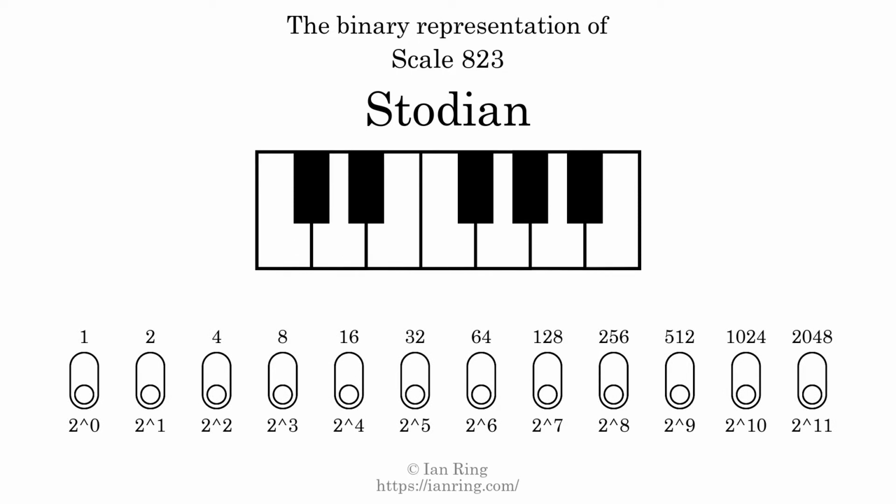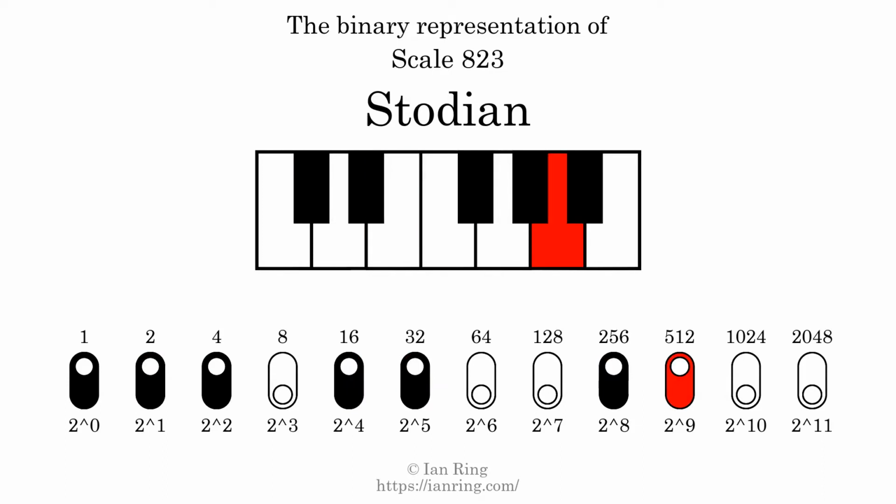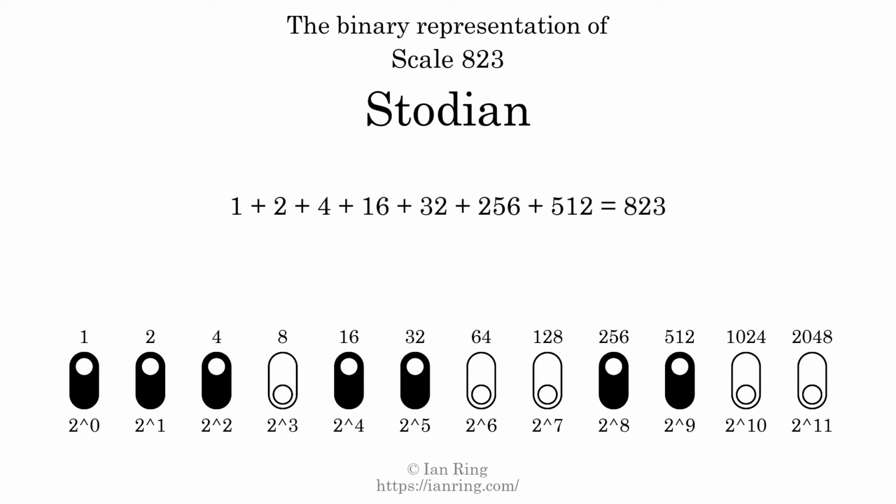The binary representation of this scale is determined by mapping tones of the scale to binary digits. Each binary digit represents a power of 2. To get the scale number, we add the powers of 2 together. The powers of 2 that are present in the scale, all added together, equals 823. That is why the scale number, in decimal, is 823.